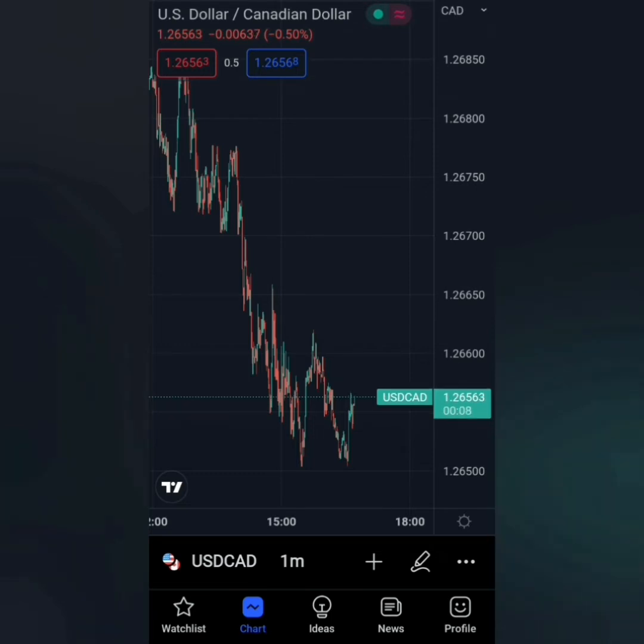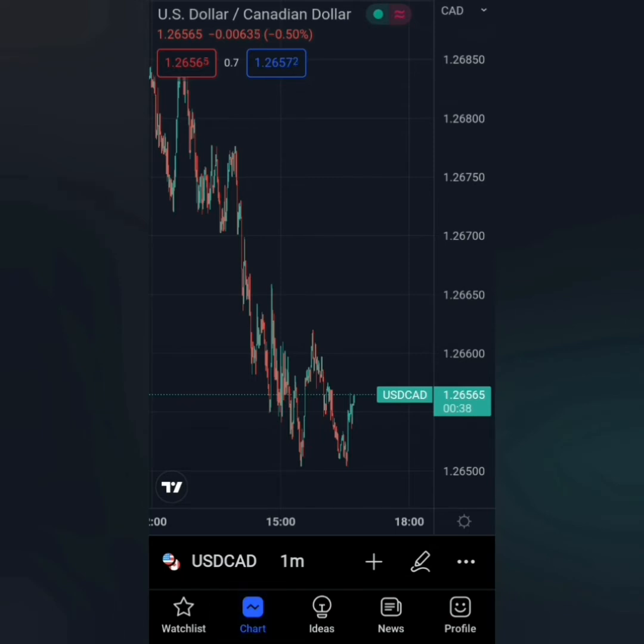So we will not use MT5 or MT4. We will only use it to execute the trades. The site/app that you will use is called TradingView. That's free on Android and iOS. So if you open the app, you will need to fill in some information if you want to sign up. After that, you want to select charts.